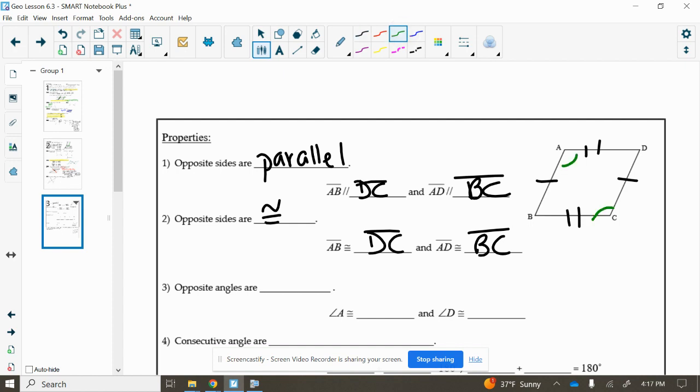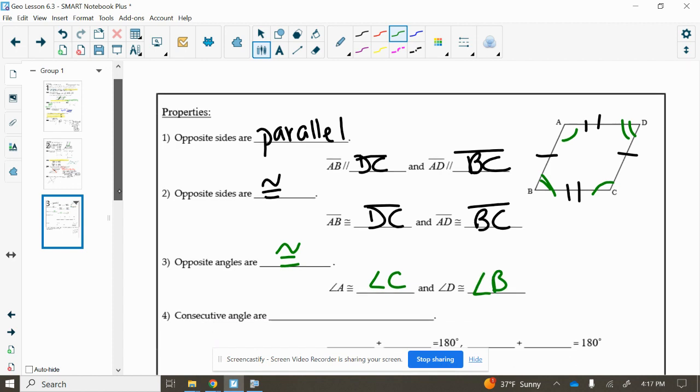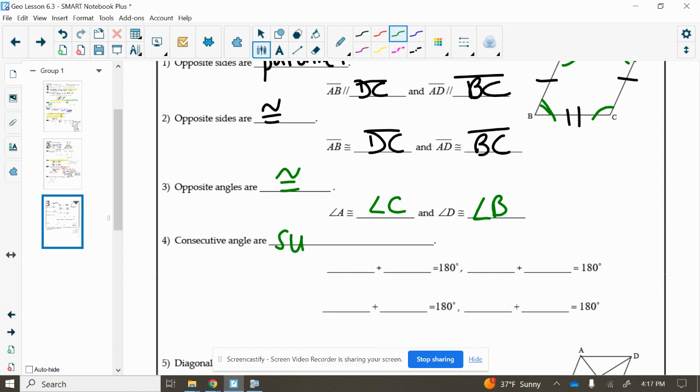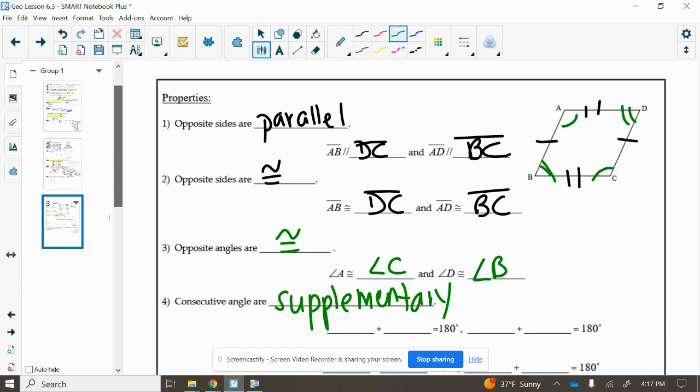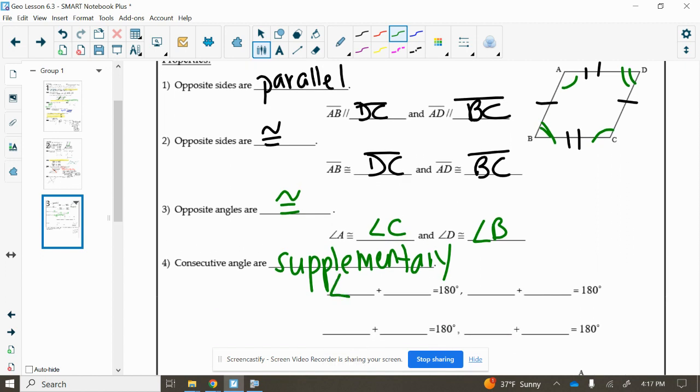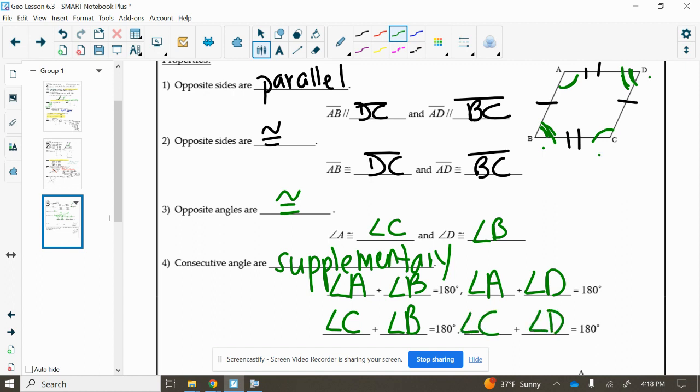Opposite angles are also congruent to each other. So angle A and angle C are congruent, and then angle D is congruent to angle B. Consecutive angles, so angles next to each other, are supplementary. So each one is supplementary to two angles. For instance, angle A is supplementary to both angle B and angle D, right? These angles and these angles. And then same thing, angle C is going to have to be supplementary to its consecutive angles, B, and angle C is also supplementary to angle D.